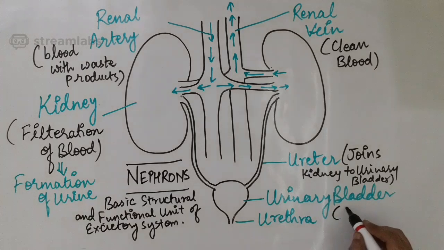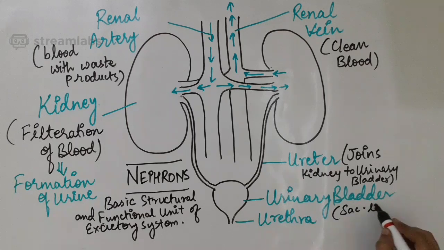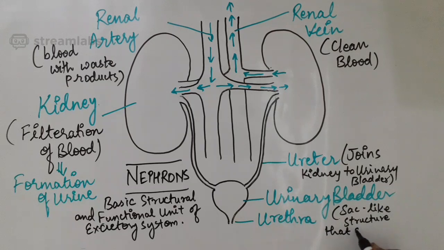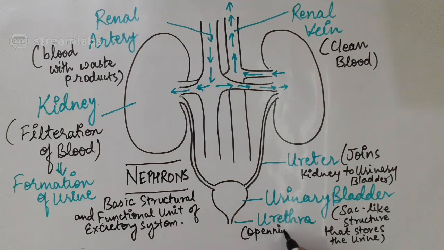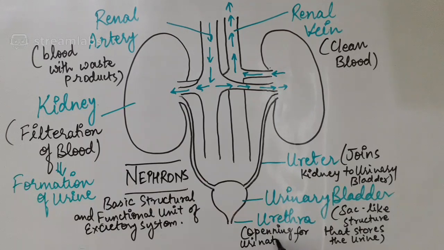Urinary bladder is a sac-like structure, a sac or bag-like structure that stores the urine. Urethra, it's the opening for urination. Urination means the process of urinating or removing the urine out of the body.